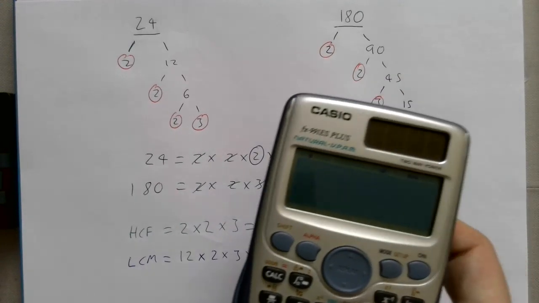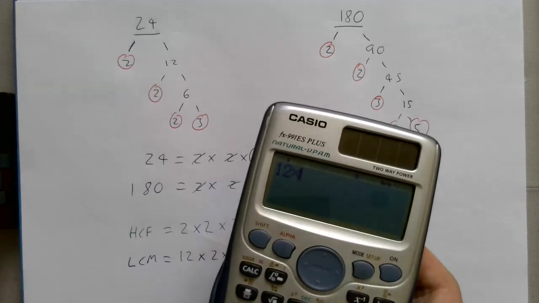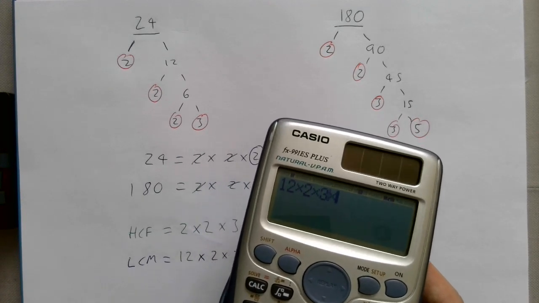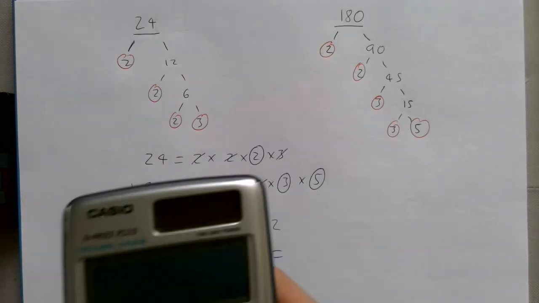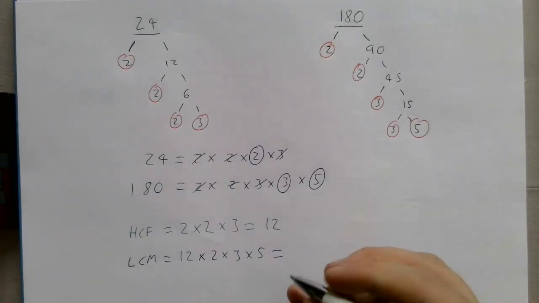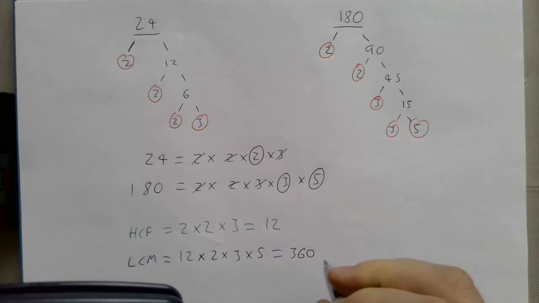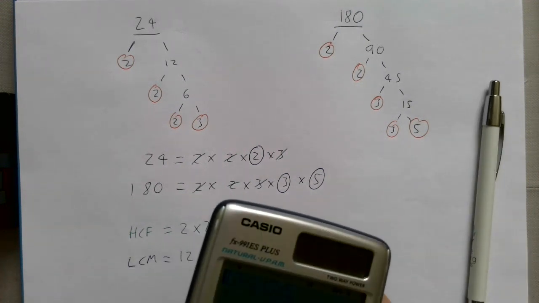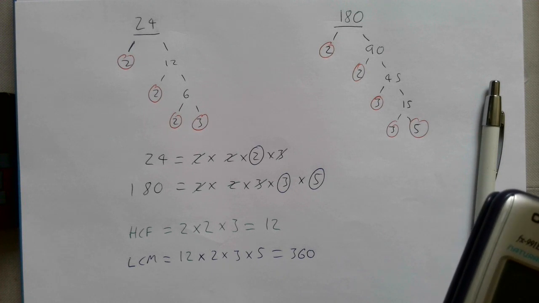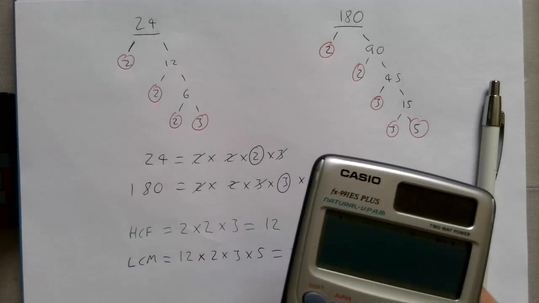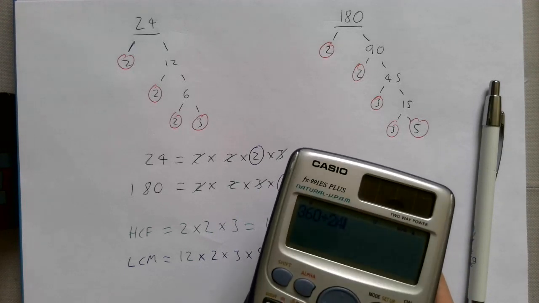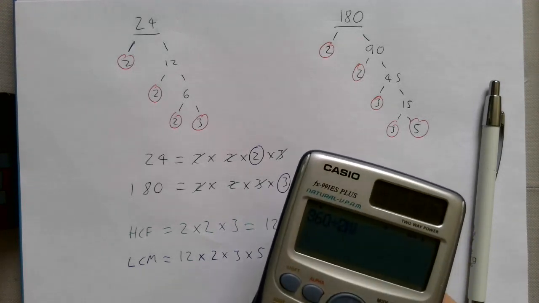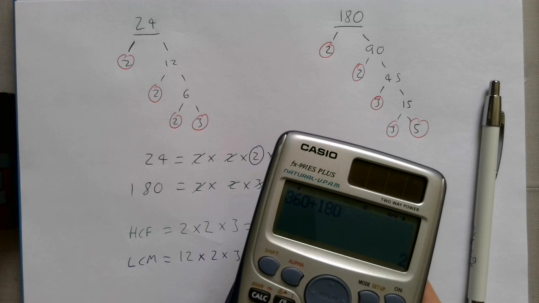Now, for sake of time, I'm just going to do this on my calculator. You can work it out if you want to. And that gets us 360. And last thing we want to do, guys, is just check that that is a multiple of 24 and 180. Okay, don't want to trip ourselves up. So we do a double check. 360 divided by 24 is 15. Yep, that goes. And 180, that goes as well.